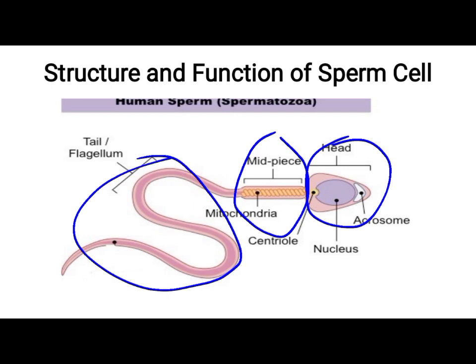Like I said, you also have the middle piece, which is full of mitochondria. As you know, mitochondria is the powerhouse of the cell. So when we say it's full of mitochondria, that means it helps to produce enough energy for what? For the sperm to be able to swim. So it generates enough energy, which is used by the sperm to swim towards the egg. And then you have the tail, which is a long whip-like structure in the sperm, and it helps to move the sperm cell.